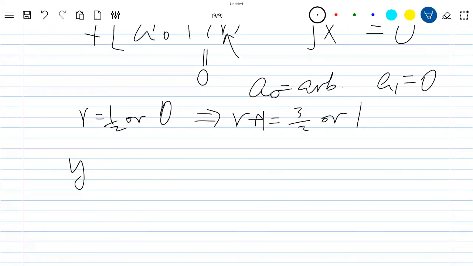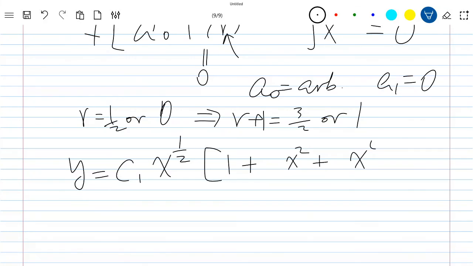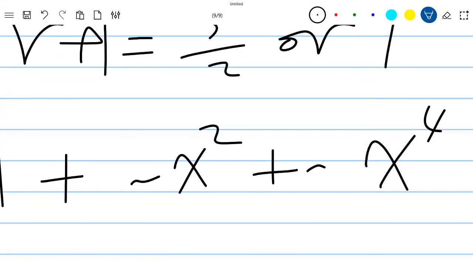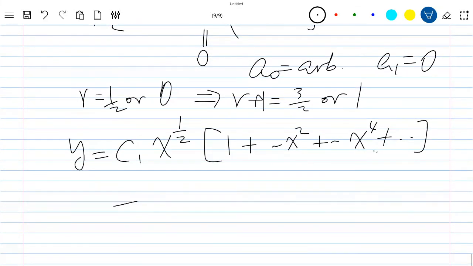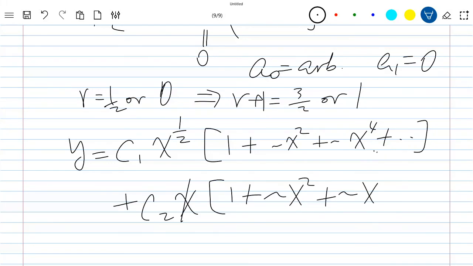So eventually you will have y equals c1 times y1, which would be x to the 1/2 times 1 plus something x squared plus something x to the 4th, something like that. Okay, and then the second one would be x to the 0, which is nothing. You get a 1 plus something times x squared plus something times x to the 4th. Alright, so I leave this to yourself.